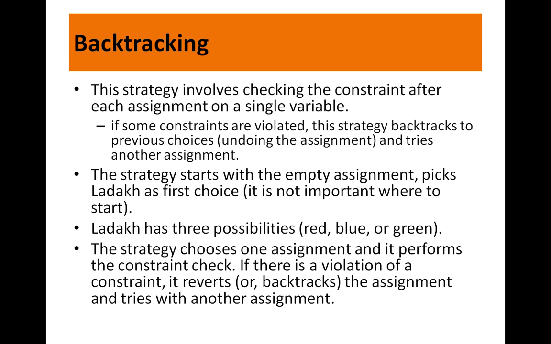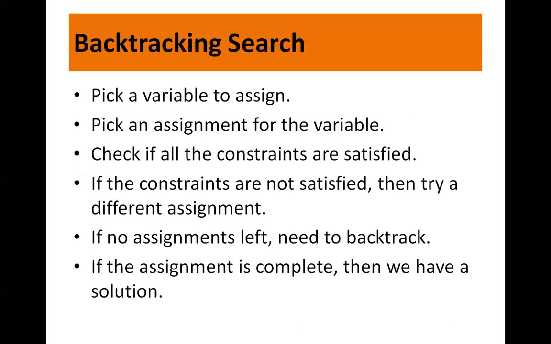Now, what we do in the case of this strategy is we select one of the assignments and we check the constraint. Is there any constraint violation? If there is a violation of the constraint, what do we do? Backtrack and assign another color to Ladakh, right? A very simple example. Let's look at it in a very simple way, how backtracking will work here.